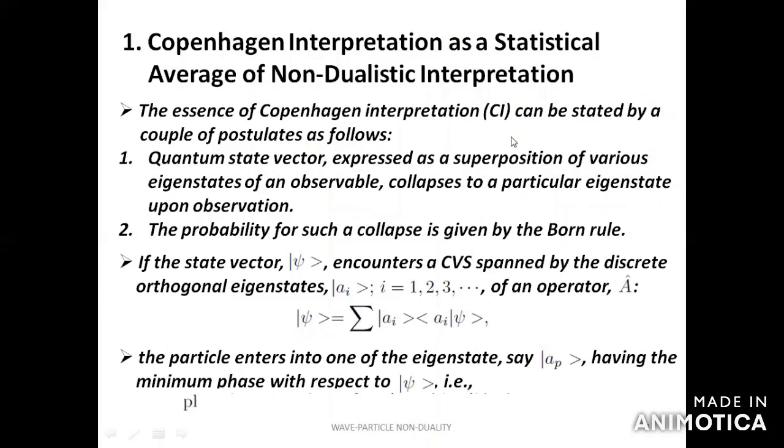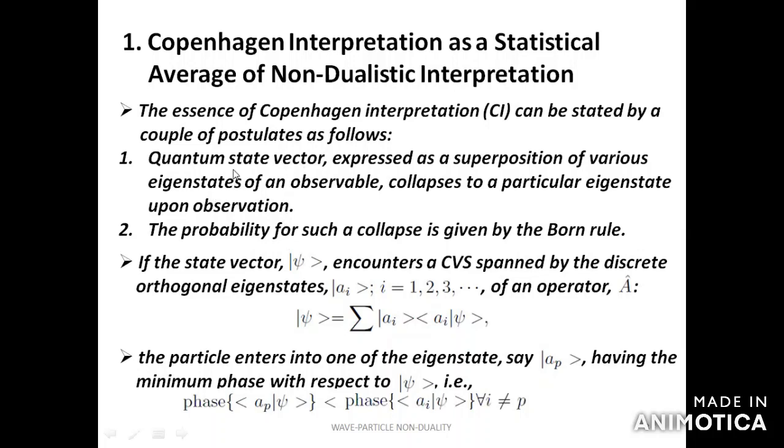So consider, for example, how to see the Copenhagen interpretation as a statistical average of the non-dualistic interpretation. The essence of the Copenhagen interpretation, what we actually see in the textbooks, comes down to these two important things. The Copenhagen interpretation itself has many variants. There is no consensus among Copenhagen physicists themselves. People differ in many ways, but ultimately these two things you can always see. These are the main things.